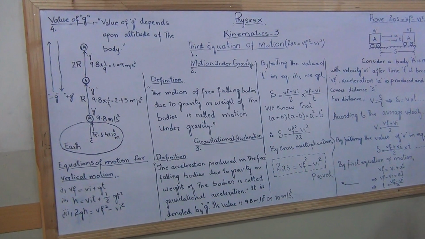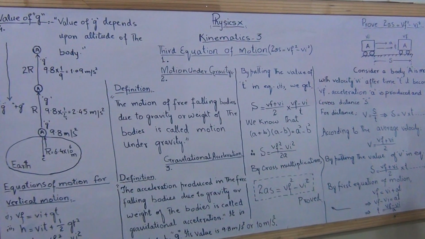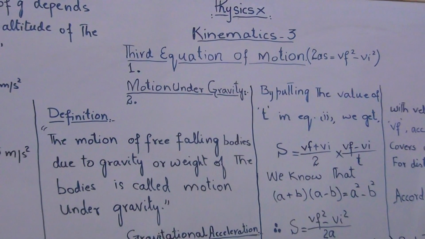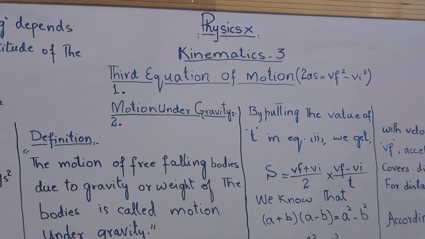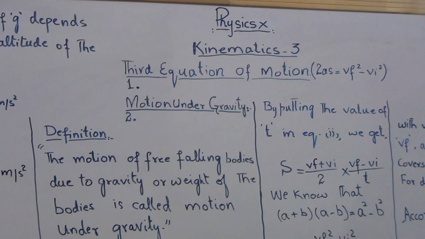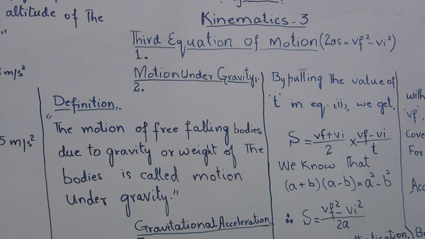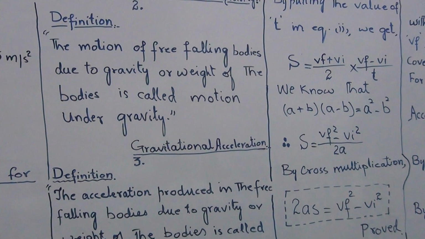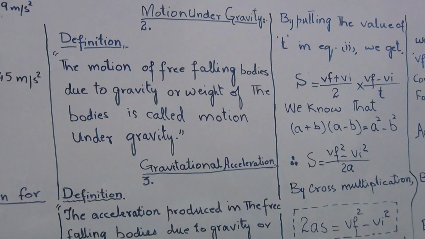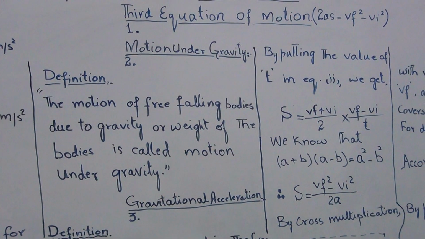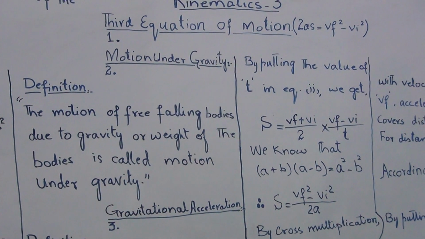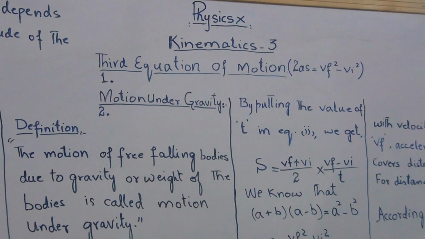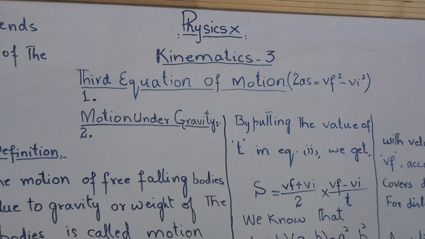Okay, dear students, welcome. We are studying chapter 3, kinematics, in which you have studied the equations of motion, in which you have read equation number 1 and equation number 2. Equation number 1 is Vf is equal to Vi plus At, and equation number 2 is S is equal to Vit plus 1 upon 2 At square. These are the two equations.